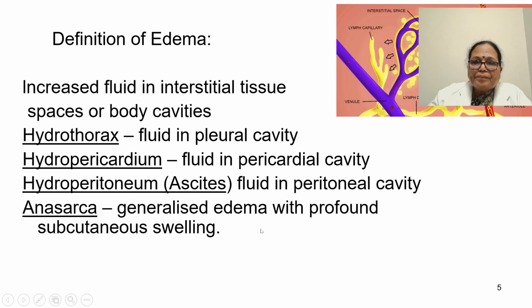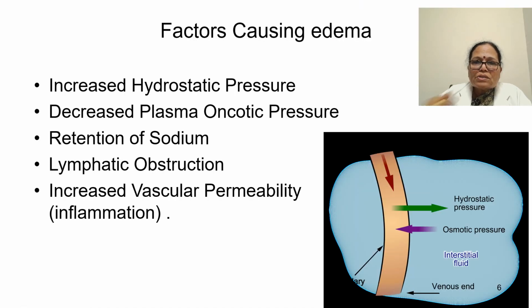As we go ahead, you'll be seeing various features of this edema. So, what are the factors causing edema? Increased hydrostatic pressure, decreased plasma oncotic pressure. Here you can see increased hydrostatic pressure, decreased osmotic pressure, retention of sodium, lymphatic obstruction, and increased vascular permeability, as occurs in inflammation.